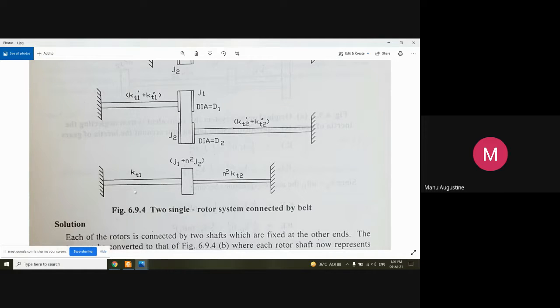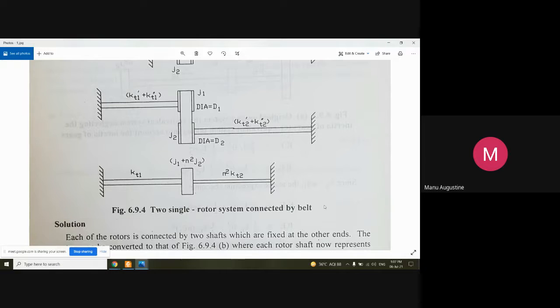On the left hand side, you have the shaft stiffness of kt1. On the right side, you have the shaft torsional stiffness as n square kt2, and the equivalent rotor in between as j1 plus n square j2. Now, is this the final setup, or can we further simplify it? इसको और simplify किया जा सकता है. Now you can see that kt1 and n square kt2 are again in parallel. So you can go for a further reduction of the system.